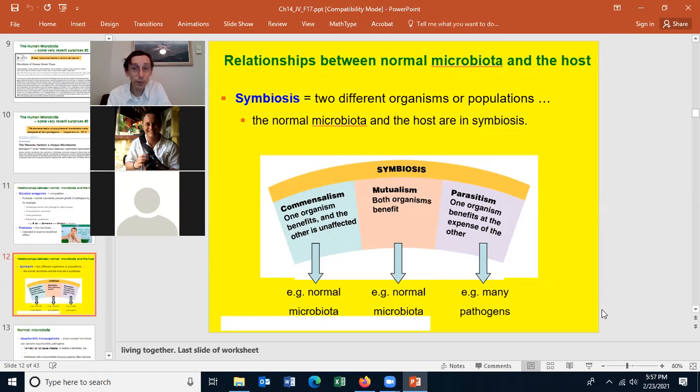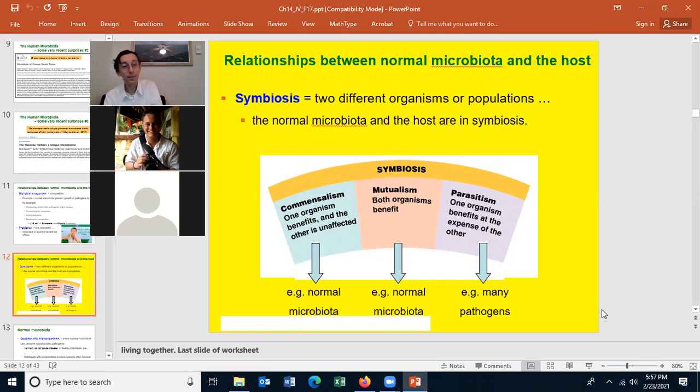So the normal microbiota forms a relationship with their host, and that relationship we call symbiosis, where two different organisms or populations are living together. There are three different symbiotic relationships between the normal microbiota and the host. Their symbiotic relationships are commensalism or mutualism. Commensalism is where one organism benefits and the other is unaffected.